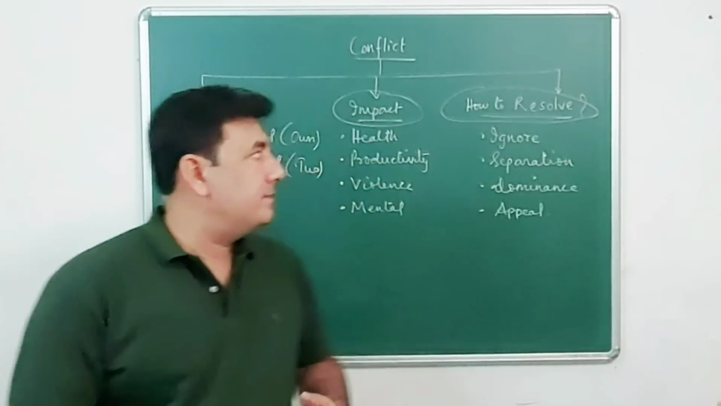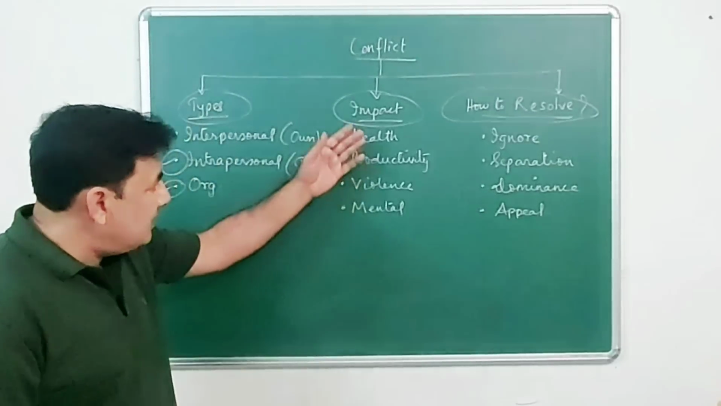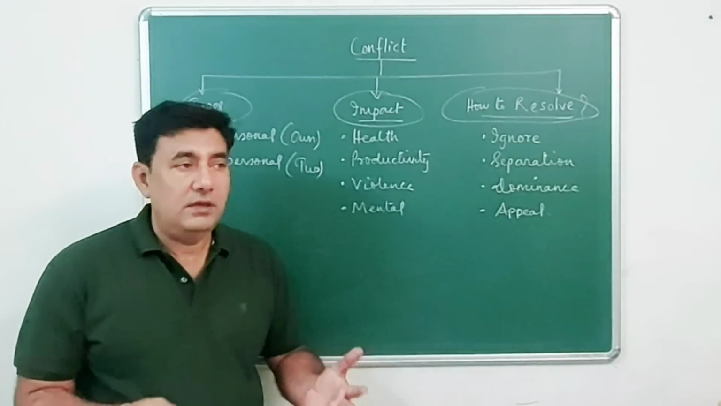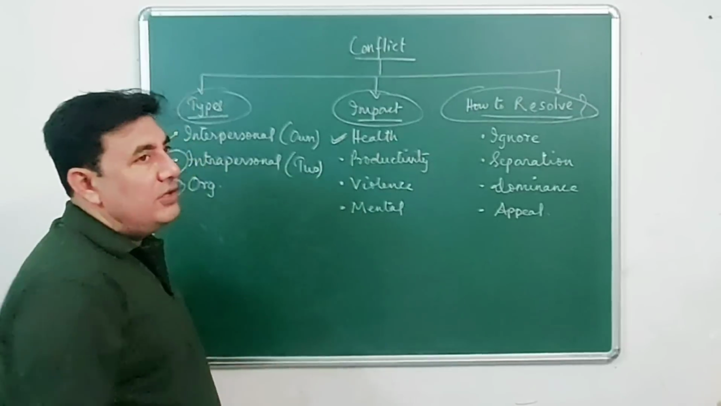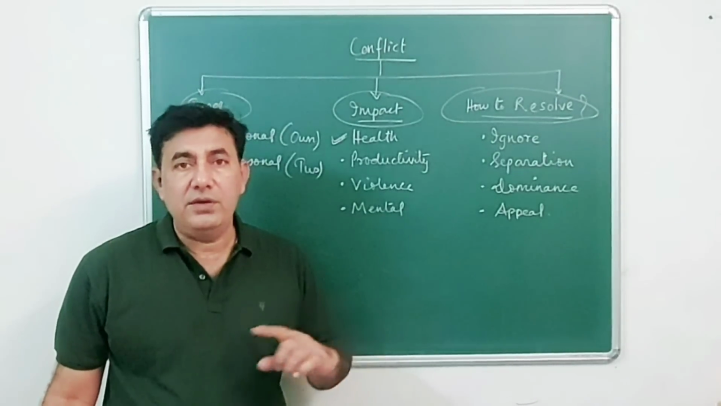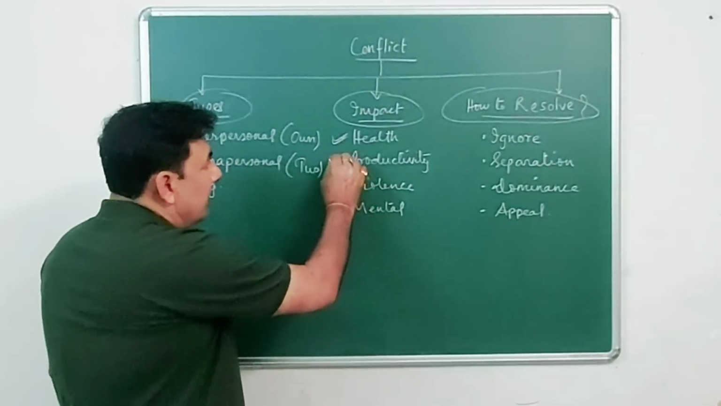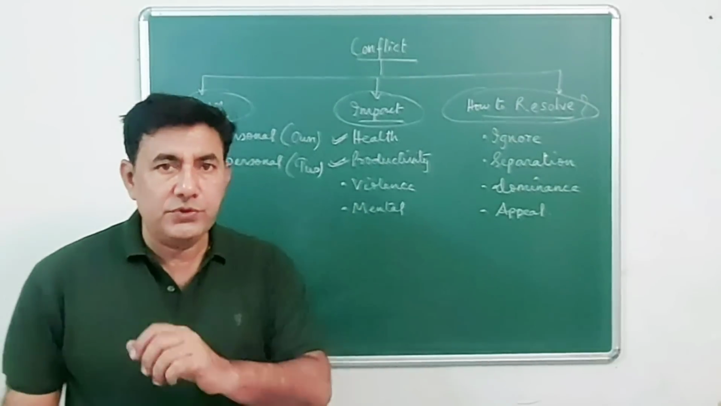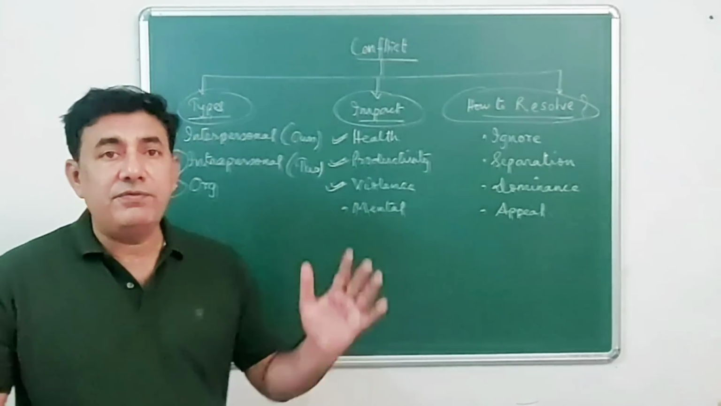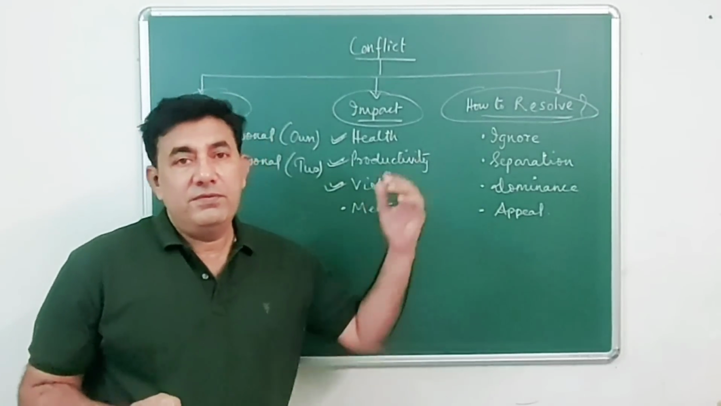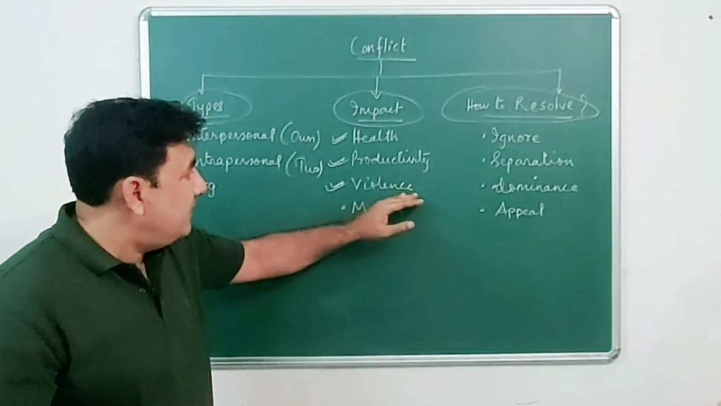Okay, the next topic, impact. How it impacts the individual and the organization. I've just written four here. You can expand this. If you understand the concept, you can write more. Health problems will be there. You will be under stress if you are in conflict with others or yourself. Then comes productivity. It will hamper and reduce your productivity. Then comes violence. The organization will be a battlefield for the individuals if there is conflict in the organization or between departments. So it should not be there.